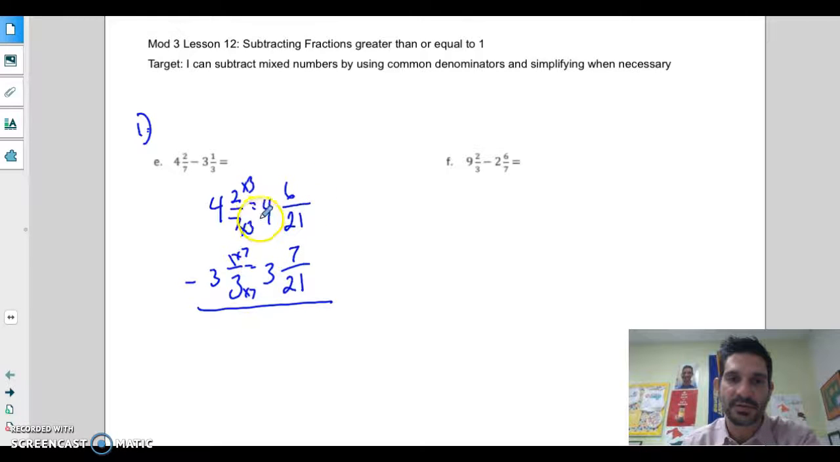So what we need to do is borrow from this 4, and I'm going to make it a 3. So now when I make this a 3, I borrowed 1 whole. Well, that fraction I borrowed was 21 over 21.